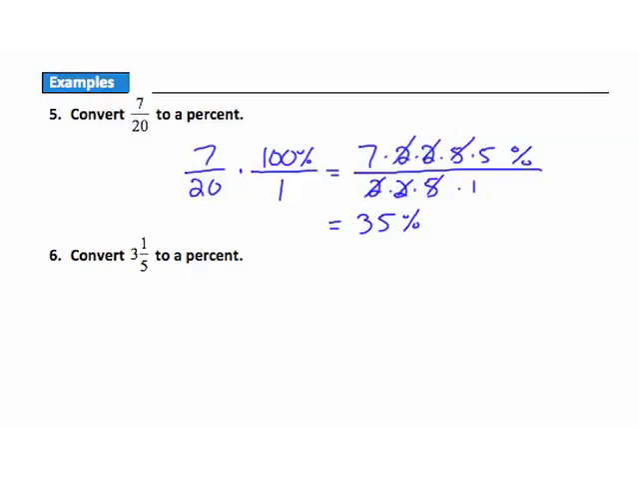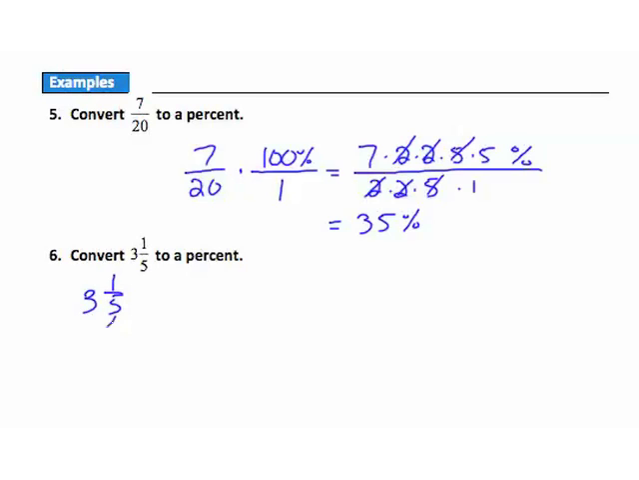So when I convert 7/20ths to a percent, I get 35%. Example 6. We're going to convert the mixed number 3 1/5 to a percent. Well, we're going to multiply this 3 1/5 times a fraction. Remember that we don't multiply with mixed numbers. We rewrite those as improper fractions. So the first thing I want to do is write this 3 1/5 as an improper fraction.